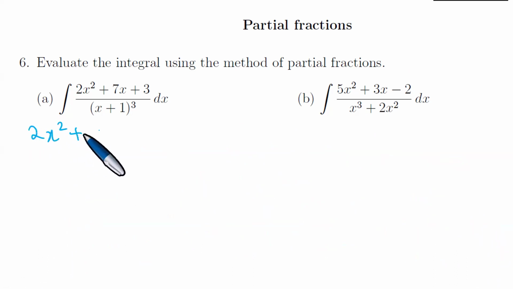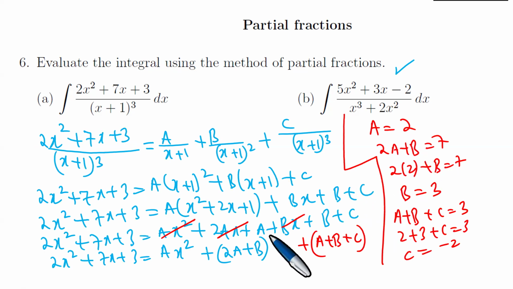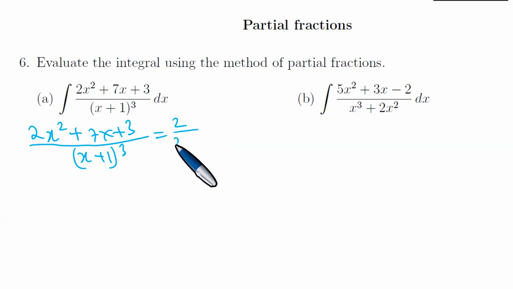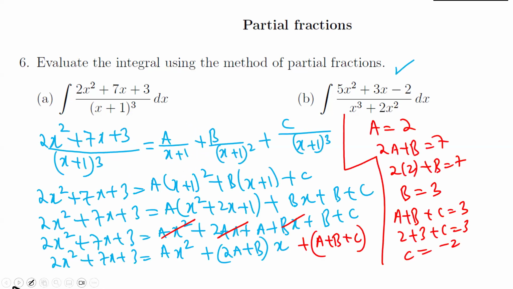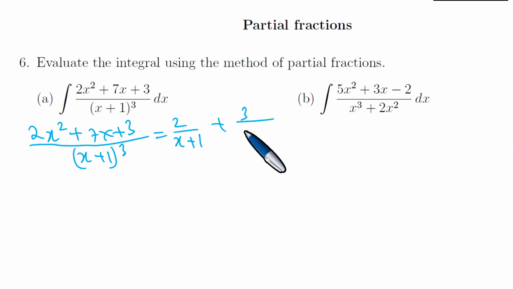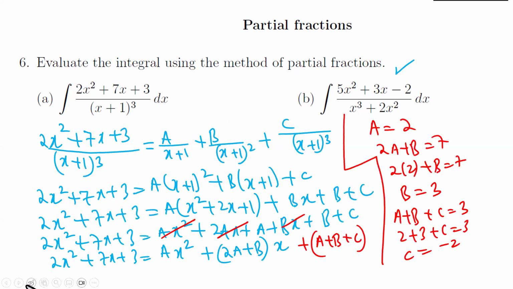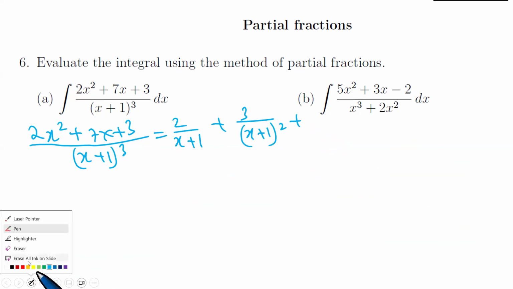So that we have 2x squared plus 7x plus 3, all over x plus 1 cubed, equals A, which is 2 over x plus 1, B is 3 over x plus 1 all squared, and C is negative 2, so you can put negative 2 over the cube.